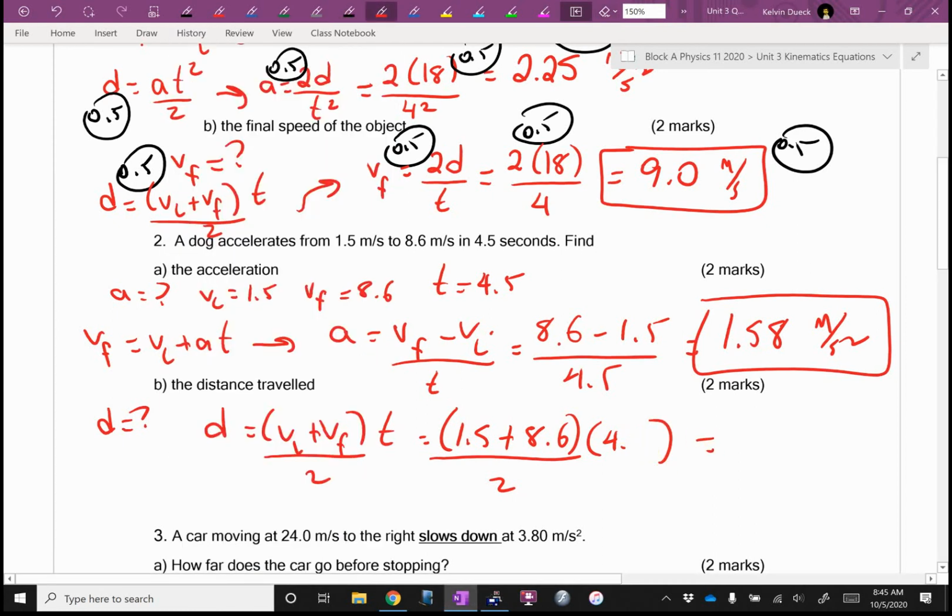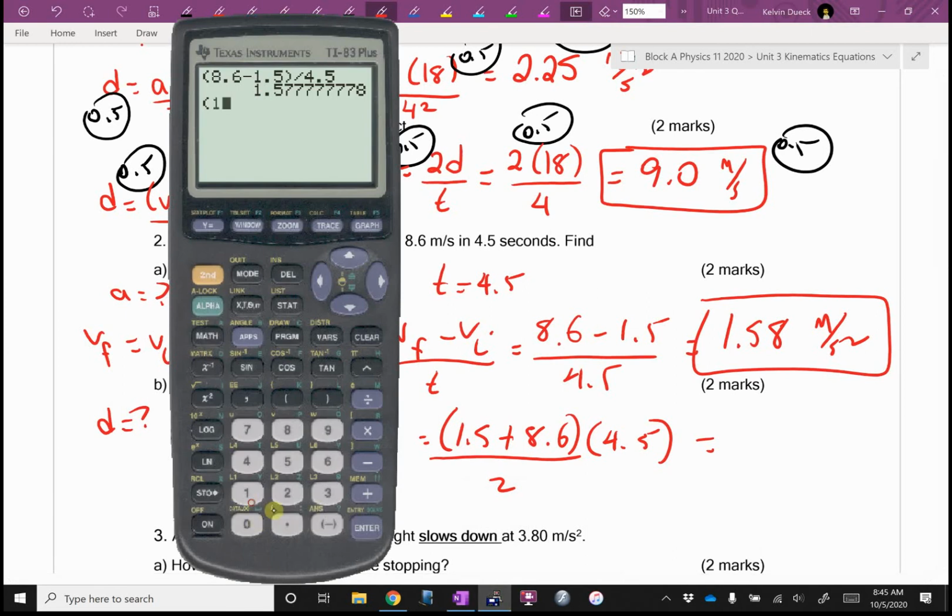My 5s are getting messier and messier as I get older. There we go. 1.5 plus 8.6, close off the top, times 4.5 divided by 2. I think that's how I could type that. Mr. Dewick, I know my calculator, if I'm multiplying, it assumes the number is on top, so I know I don't have to put a big uber bracket around the whole top. Play around with your calculator and see what your calculator likes. I get 22.7, is that correct?